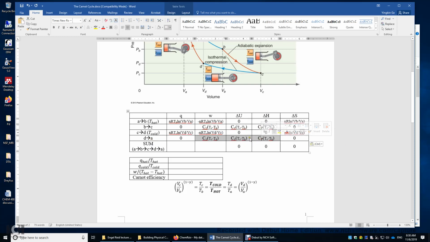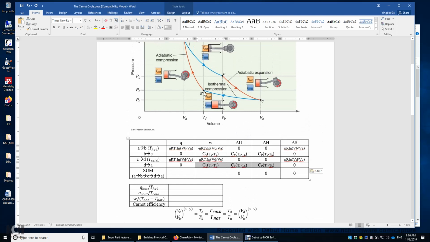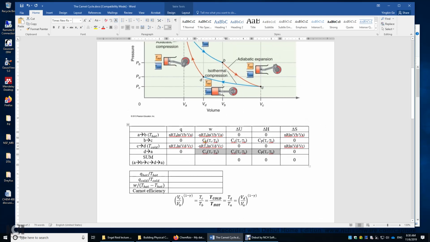But this time, from D to A, temperature changes from T cold to T hot. So this time T hot is the final temperature. T cold is the initial temperature. Therefore, we'll have to change the sign here. Now we need to sum up every single column.